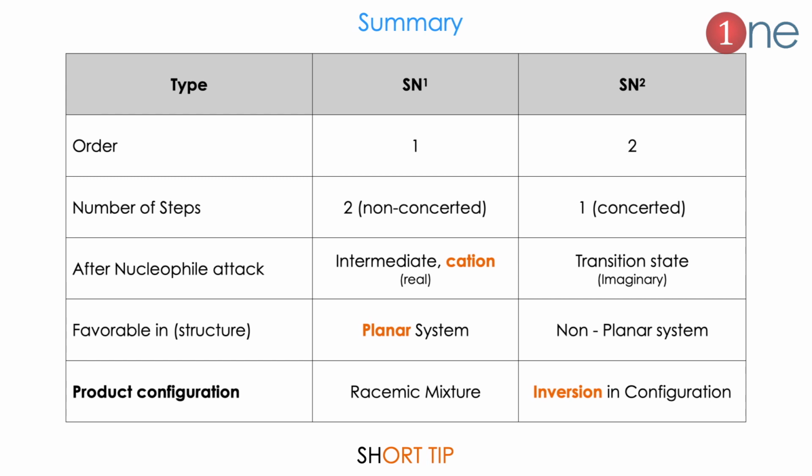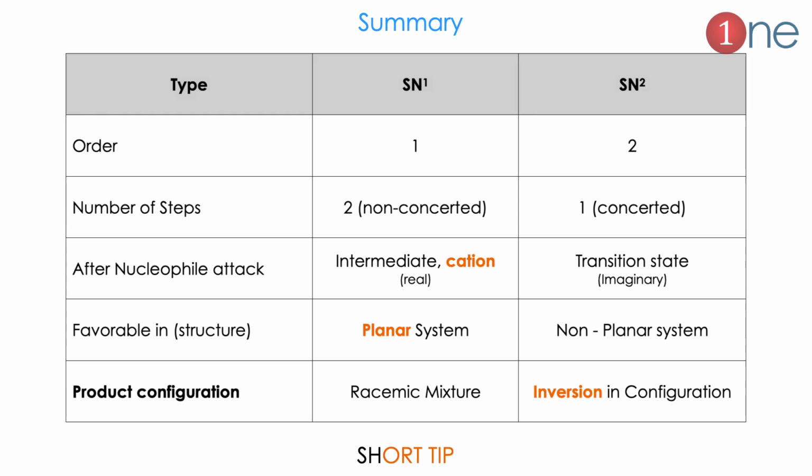Let us summarize what we've seen. The summary here is what SN1 and SN2 really mean. The order represents the 1 and 2. The number of steps involved in SN1 is 2. In SN2 it is 1 because everything happens at the same time, that's why it's concerted. So the number of steps is 1.